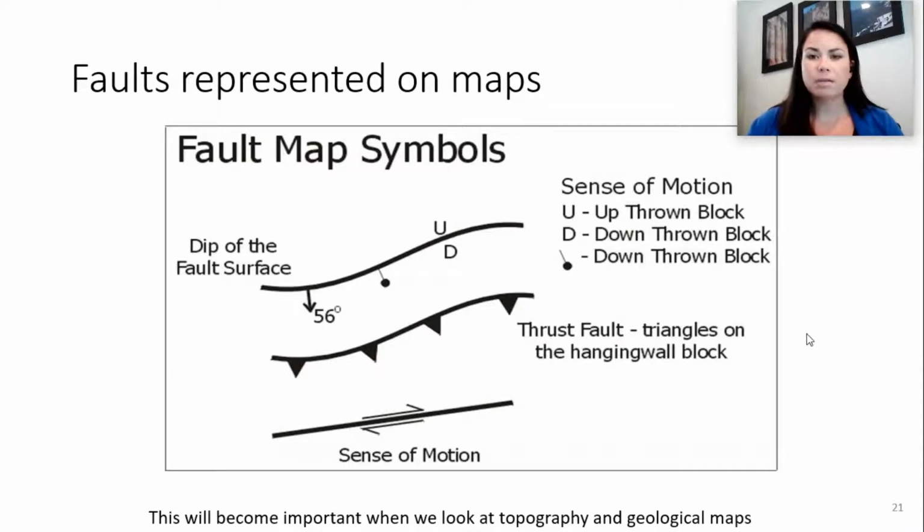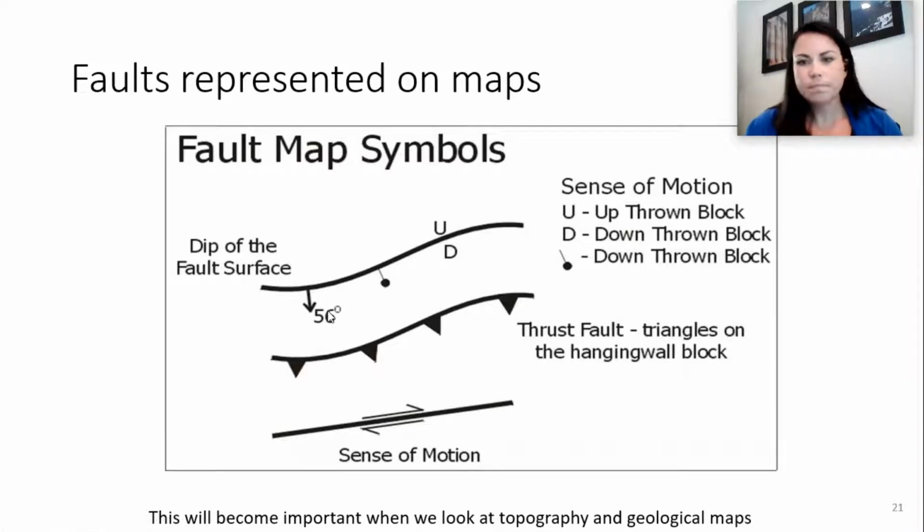So you might be seeing some of this if you're taking the lab portion of this class, or maybe you'll see it on a map, sometimes even just looking in Google Maps, or if you're into hiking, you might see some of these symbols. So this line represents the location of the fault, and the U means the up-thrown side, D means the down-thrown side of the block, and the arrow indicates the direction in which the fault is moving, and that number there is the dip at which the fault is angled.